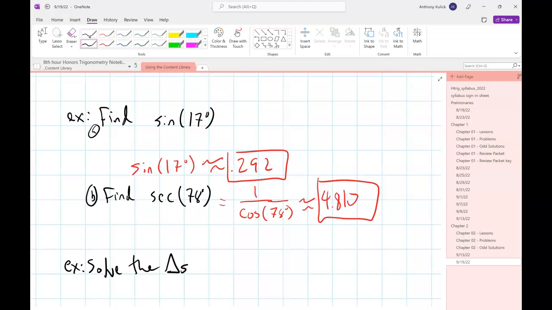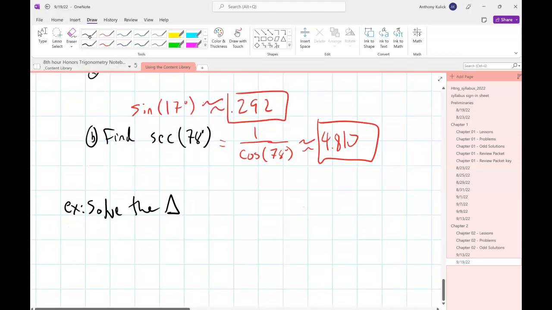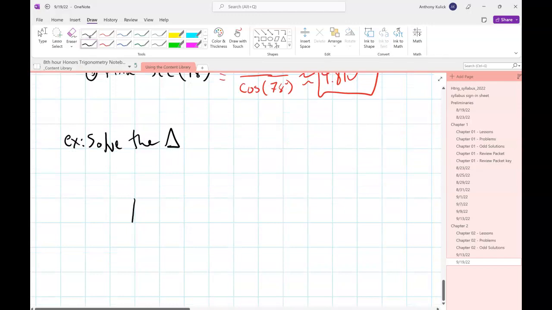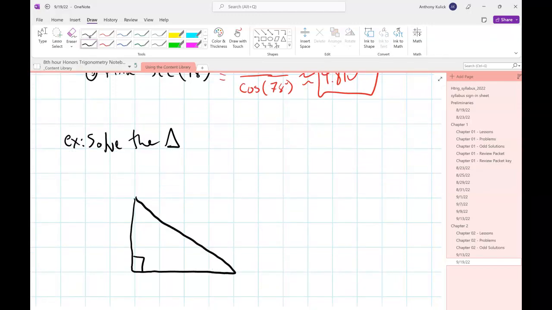Any questions so far? Good. This is all pretty basic stuff, but it's important to remember where we started, because we're about to break out of the shackles of the right triangle here.